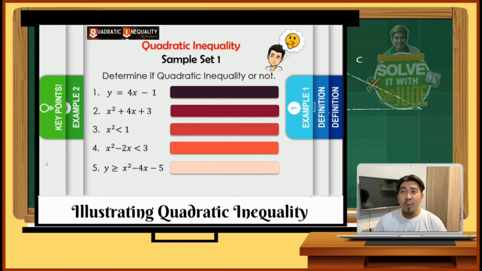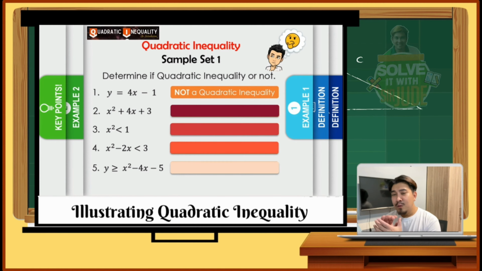Number 1, y is equal to 4x minus 1. So para maging quadratic inequality, kailangan ang highest exponent ay 2. That's number 1. The second one, condition that we will be considering, kailangan may inequality symbol. Si number 1 ba? May highest exponent ba siya na 2 or degree 2? So doon pa lang sa number 1, hindi niya na nasunod. So therefore, number 1 is not a quadratic inequality.